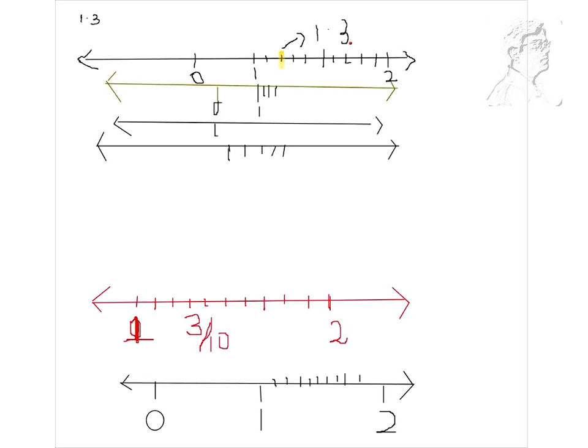No, this is not correct. This is 1.2. This is 1.2, not 1.3. You should pick up this one. And then why have you shown so little gap here between 0 and 1 and such a large gap between 1 and 2?